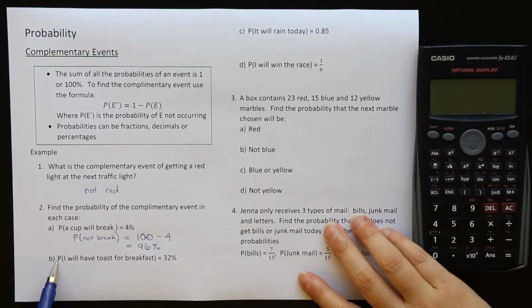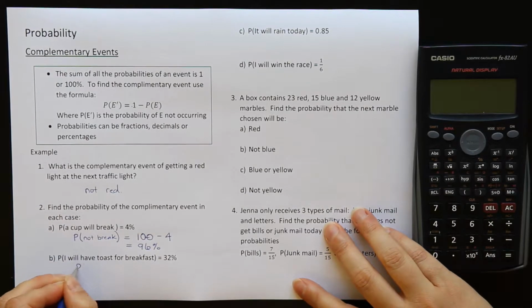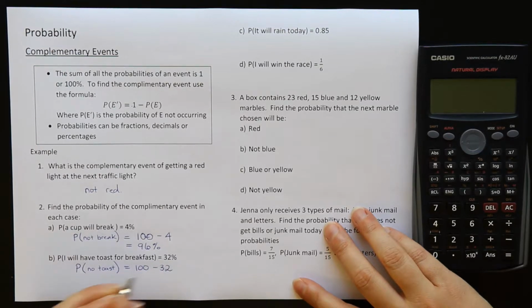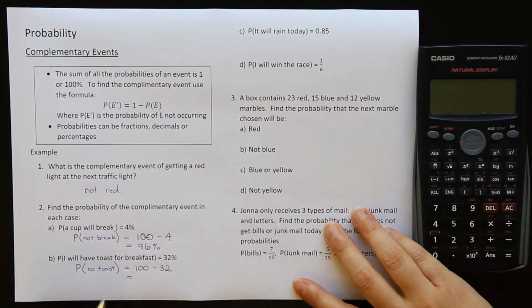B, the probability I will have toast for breakfast is 32%. So the probability that there will be no toast for breakfast, again it's a percentage, so we're going to start with 100% and take off the 32, which is equal to 68%. So there's a 68% chance that I will not have toast for breakfast.